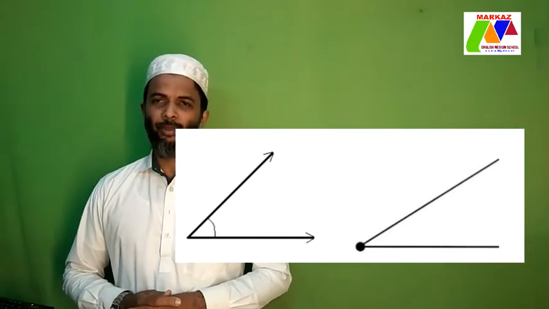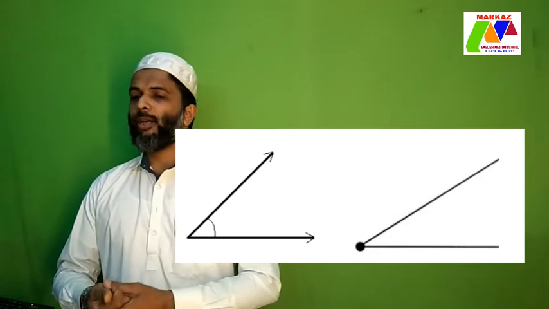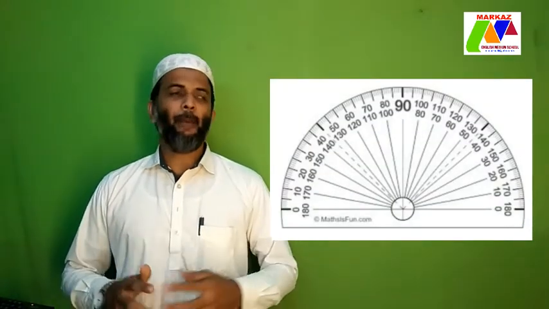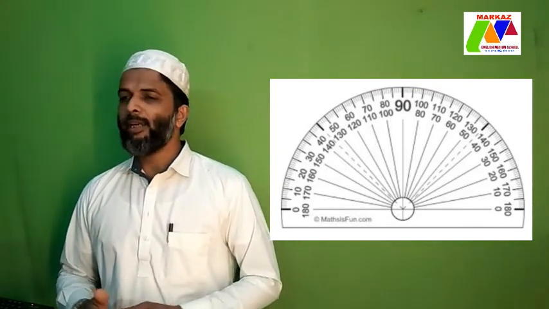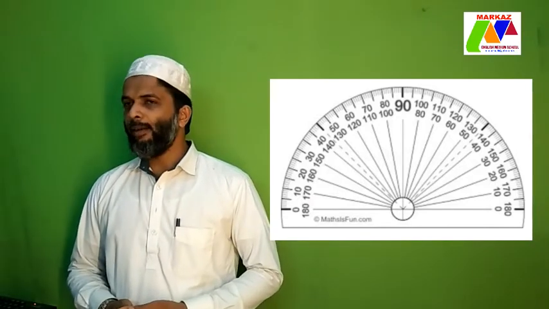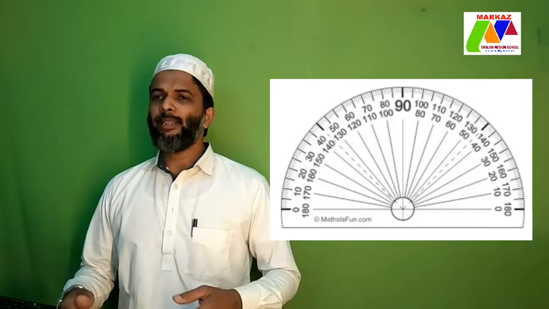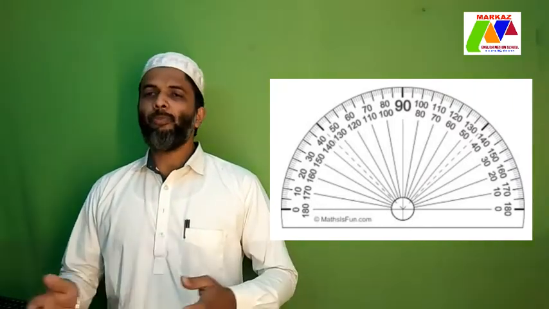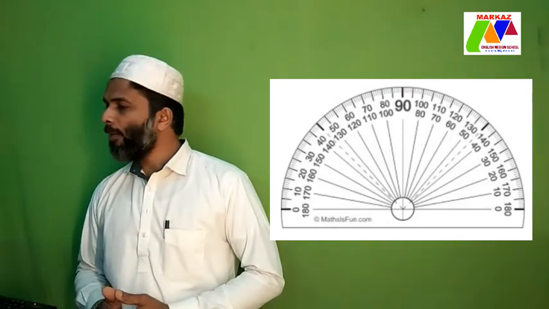So, we use a protractor to measure the angles. What is a protractor? A protractor is a measuring instrument for measuring angles. We measure and draw an angle with the help of a protractor. We express the measurement of an angle in degrees. Let us begin by learning about the geometric instrument, the protractor.